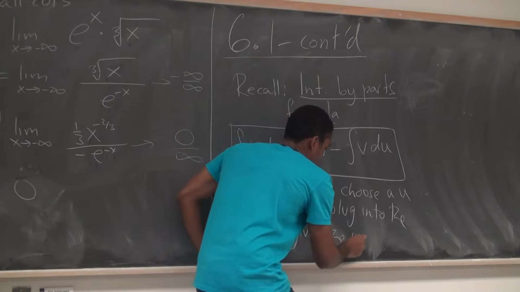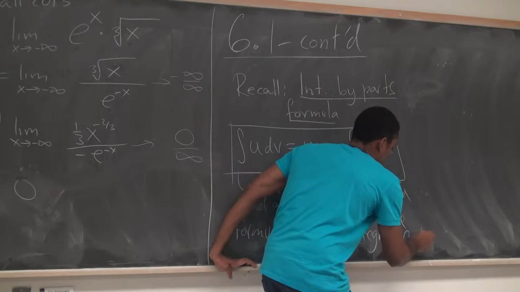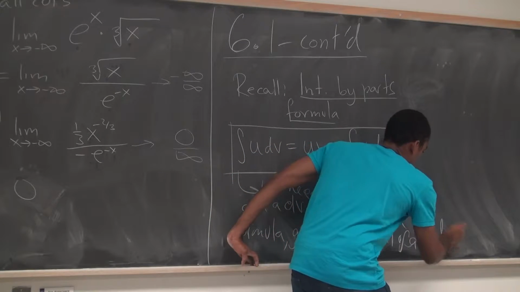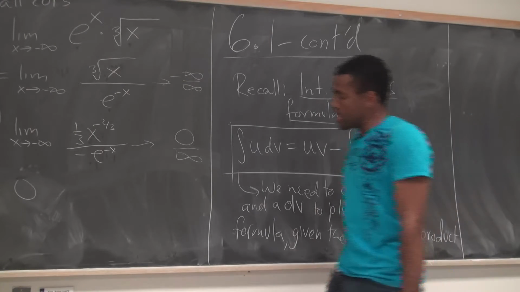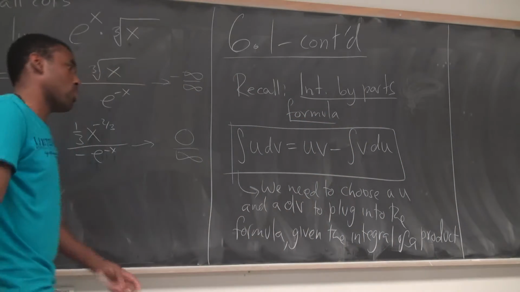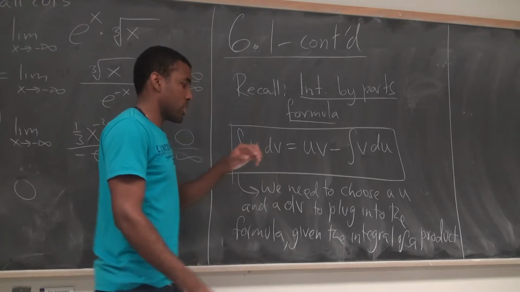Given the integral of a product. And we actually did this once with x e to the x. So we tried to integrate x e to the x, and we're like, oh, u equals x, dv equals e to the x, and it actually worked out pretty nicely.